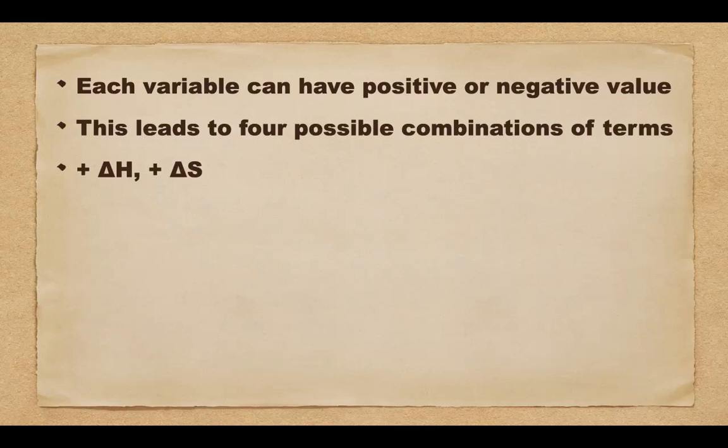So you can either have both enthalpy and entropy being positive. Obviously a positive delta H would not be favored, but a positive delta S would be favored. So then it would depend on temperature. You can also have a positive delta H and a negative delta S. Now, a positive delta H is not favored, and a negative delta S is not favored. So that means this is absolutely not happening.